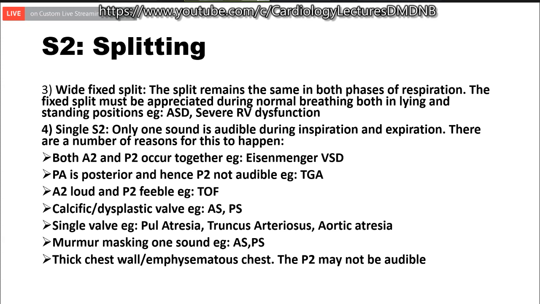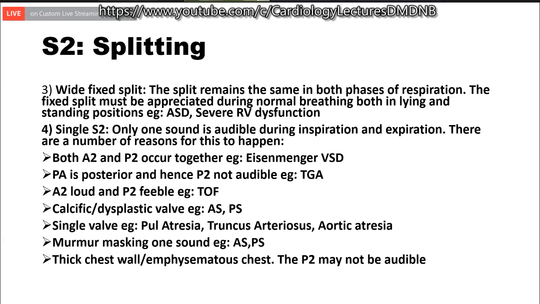The pulmonary artery is posterior, and hence P2 is not audible and only A2 is audible, for example in transposition of great arteries. A2 is loud and P2 very feeble, and because of the loud A2, the feeble P2 cannot be appreciated, as can occur in tetralogy of Fallot.